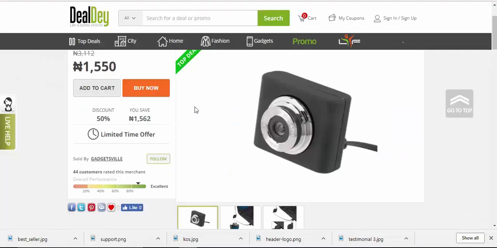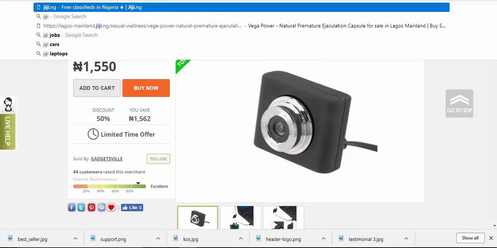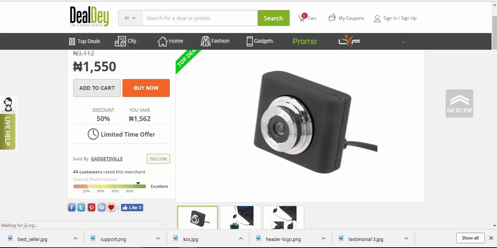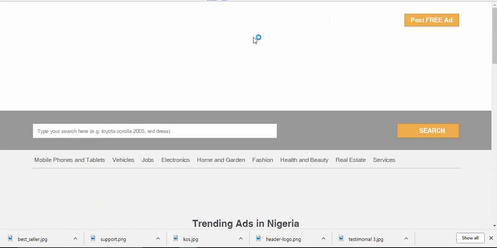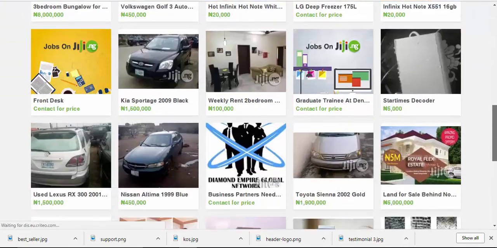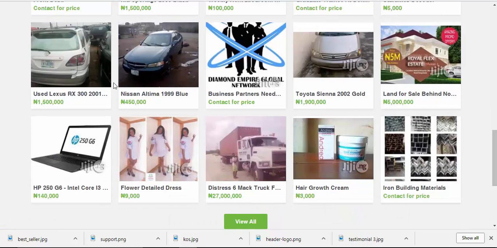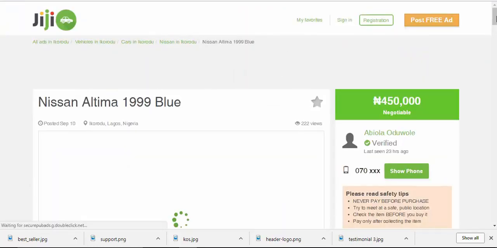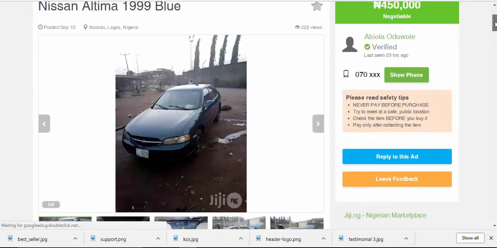That is why you see some listings on GG that clearly state not to make any monetary transaction without verifying. Let's take this for instance. This is a warning. They say, please read the safety tips. Never pay before purchase. Try to meet at a safe public location.